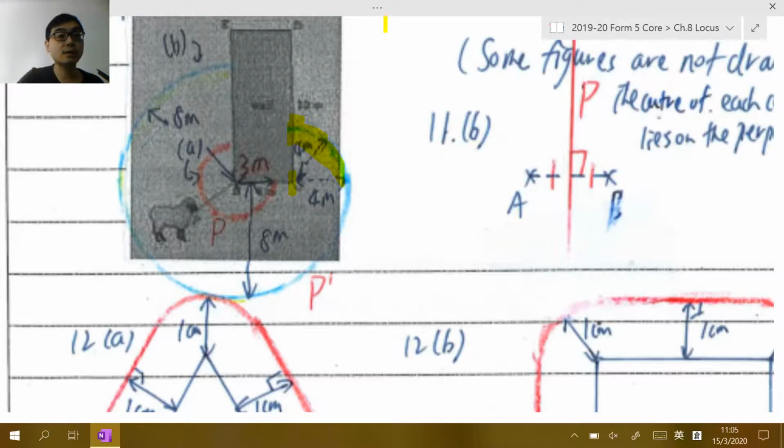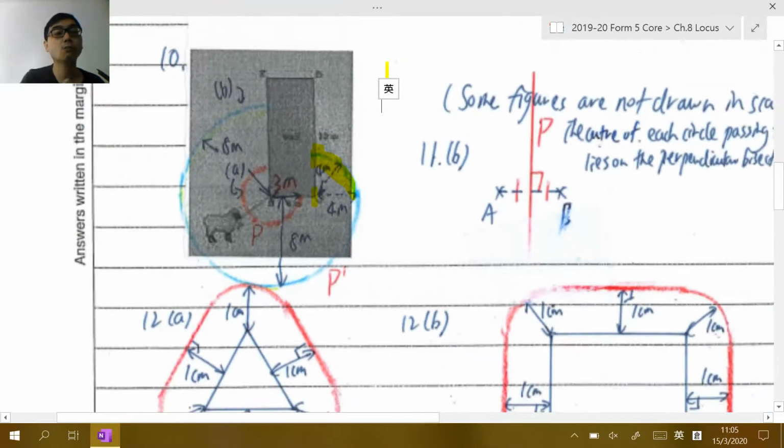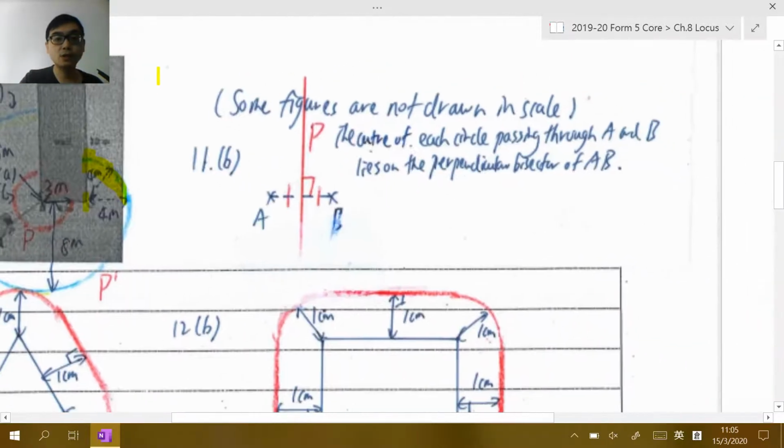So you have to understand that this is a closed path, but you have to expect that the circles you have drawn are not the same, because for the first 3/4 of the circle it is in radius 8 meter, but for the last part it should be in radius 4 meter. So the curvatures are not the same.